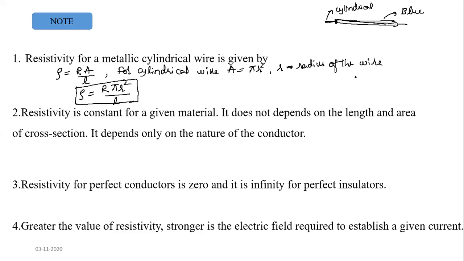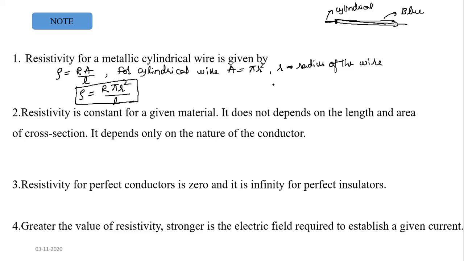Practically, the first experiment is on Ohm's law. The second experiment is to calculate the resistivity of a given wire. In order to find it out, you have to use this relation. In the viva there will be 4 marks, so you have to answer this. Resistivity for a metallic cylindrical wire is given by rho is equal to R into A divided by L. For a cylindrical wire, A is equal to pi r square. Then you get rho is equal to R into pi r square by L.